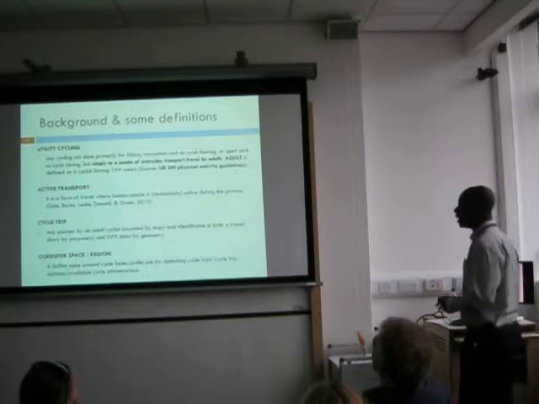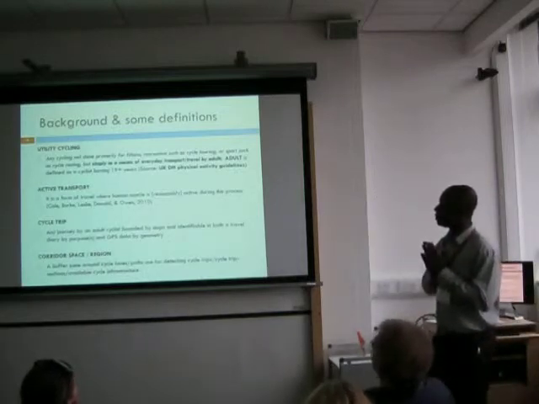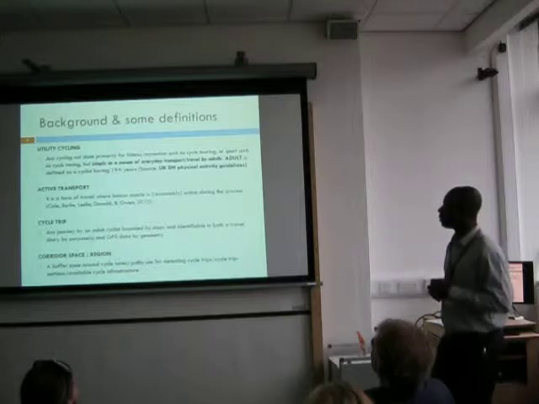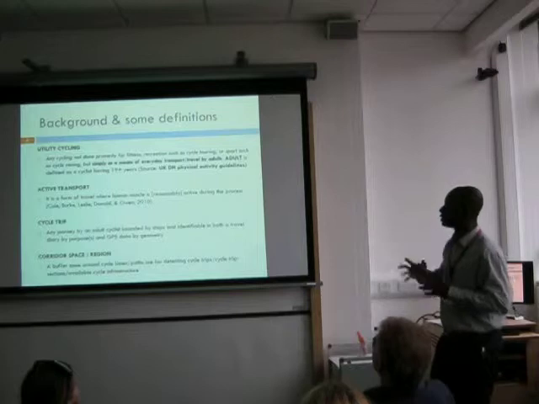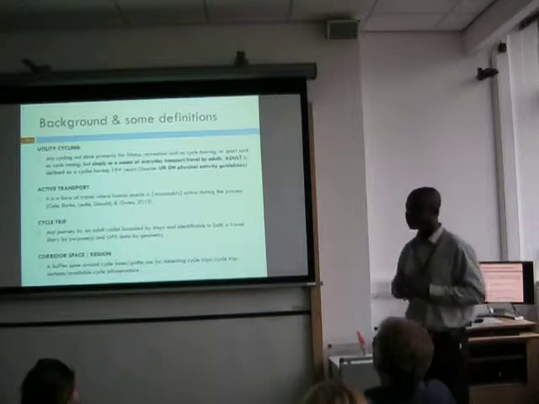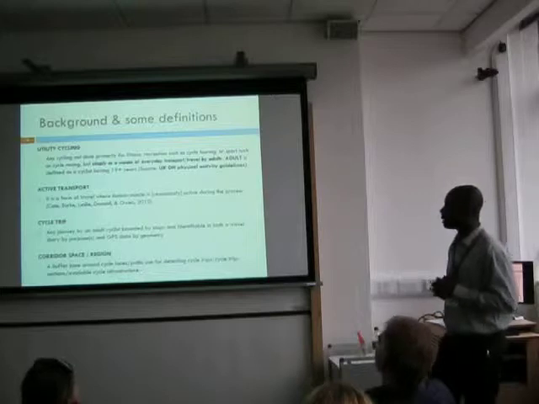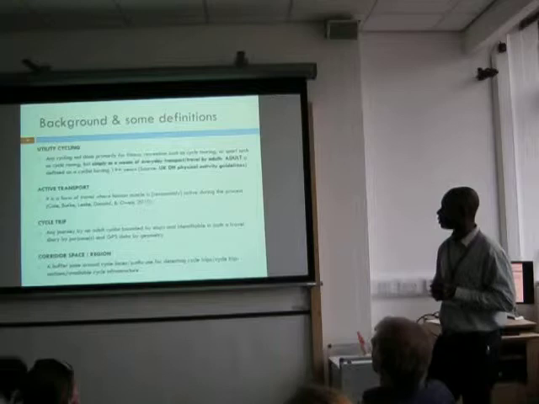Alvanides will come in. Utility cycling is defined as any cycling not done primarily for fitness, recreation such as cycling touring, or sports such as cycling racing, but simply as a means of transport. And in this case, I'm focusing on adults. And I'm taking the definition of adult from the UK Department of Health Physical Activity Guidelines. So it's actually 19+. And the idea of active transport is also any form of travel where human muscle is put there, reasonably active during the process.